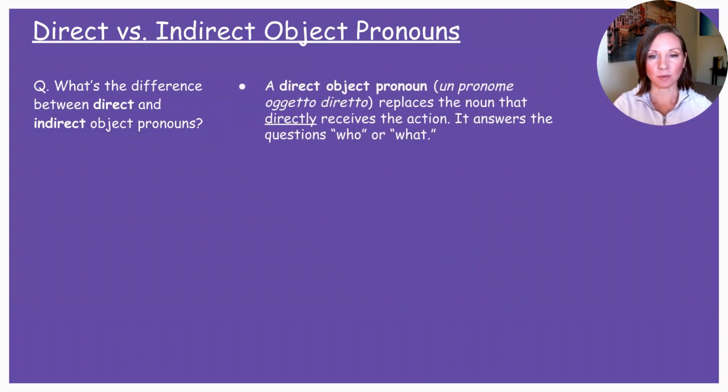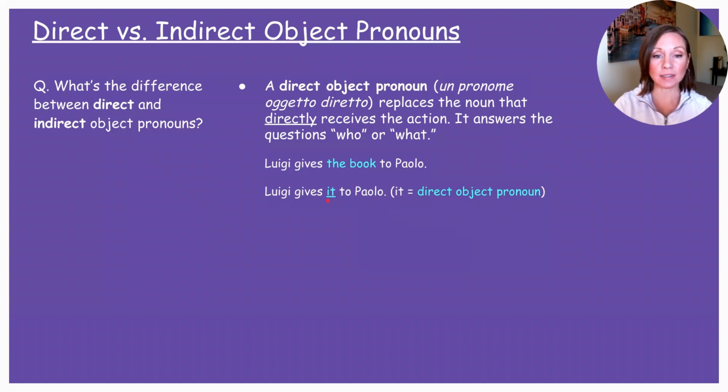A direct object pronoun, un pronome oggetto diretto, replaces the noun that directly receives the action. It answers the question who or what. So in our example, we have Luigi gives the book to Paolo. Luigi gives it to Paolo.